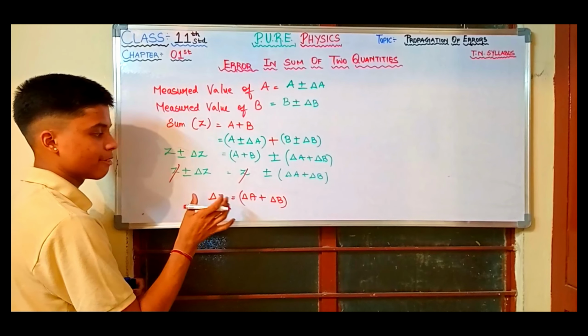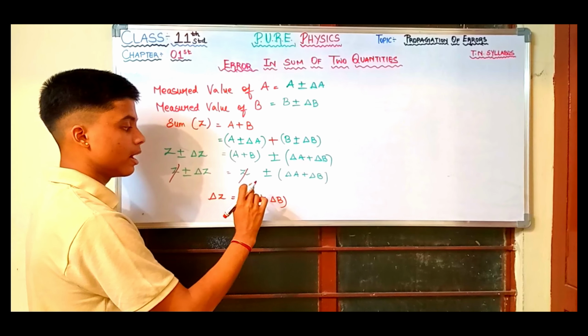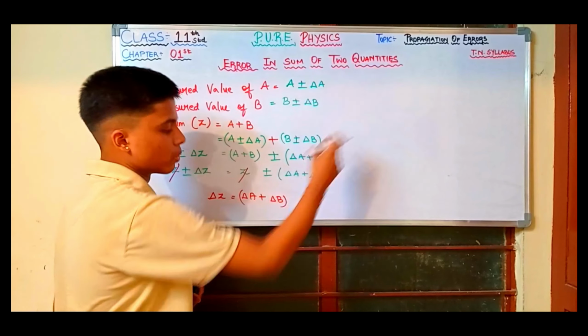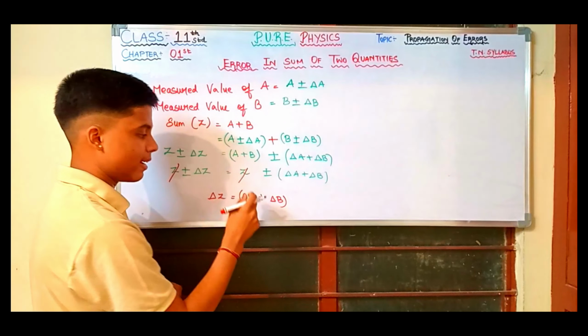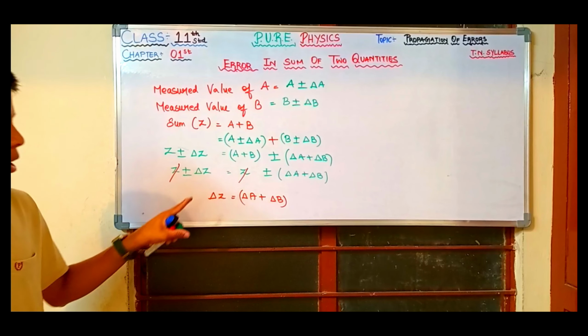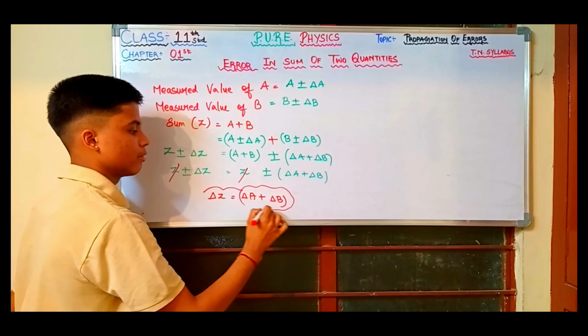So my final expression, which is nothing but the error in the final answer, which is nothing but the error in the sum of two quantities, when I add the two quantities, and the error in those two quantities is nothing but delta Z. So this will be my final expression for this subtopic.